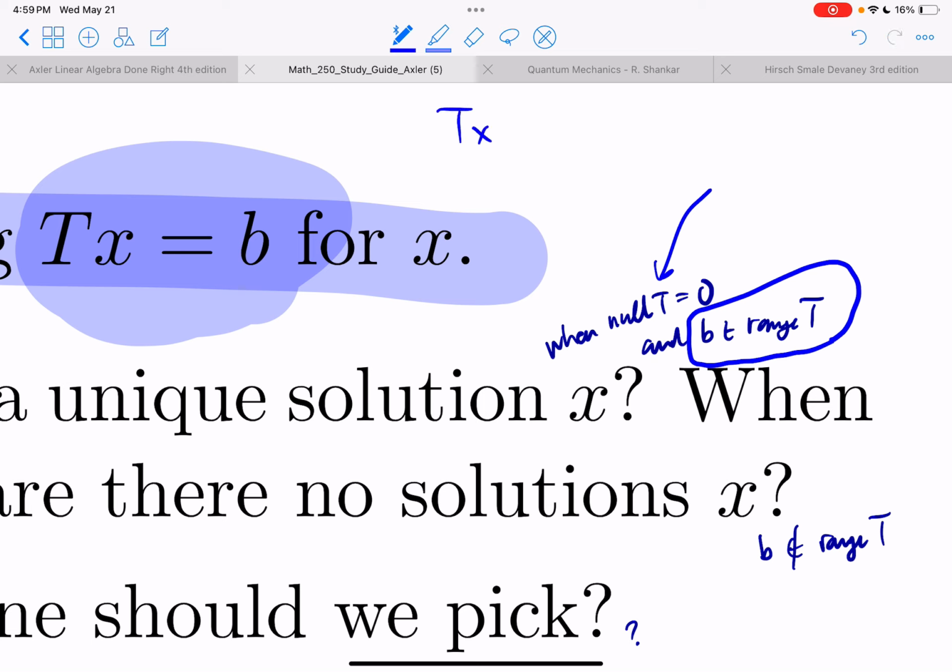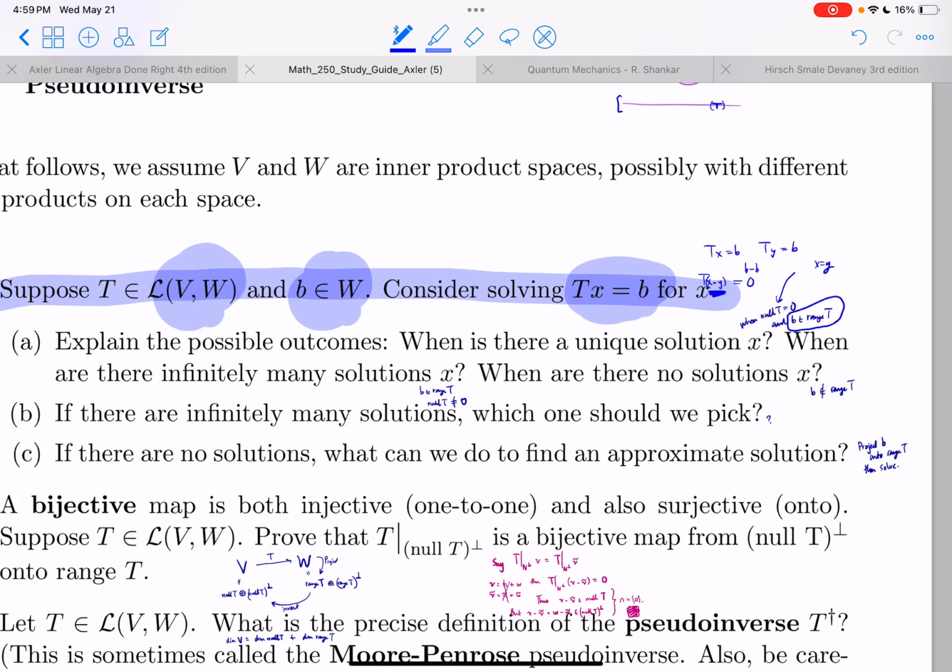Okay? Because if you had Tx equals B and you had Ty equals B, well then B minus B is 0, but Tx minus Ty is T of x minus y, and then x minus y would be in the null space. And so if the null space is empty, then x equals y. Okay, so that's a unique solution.